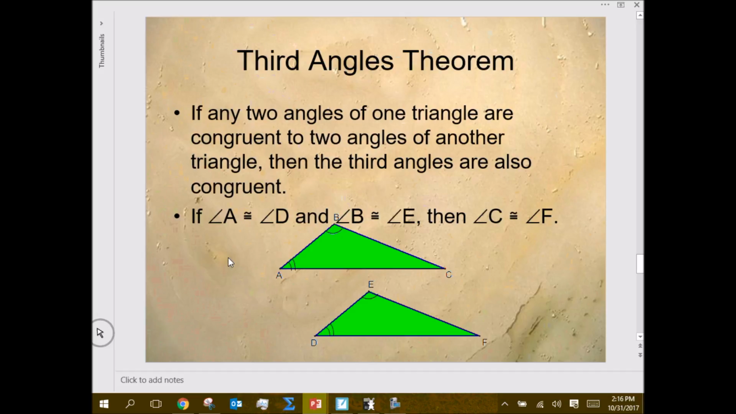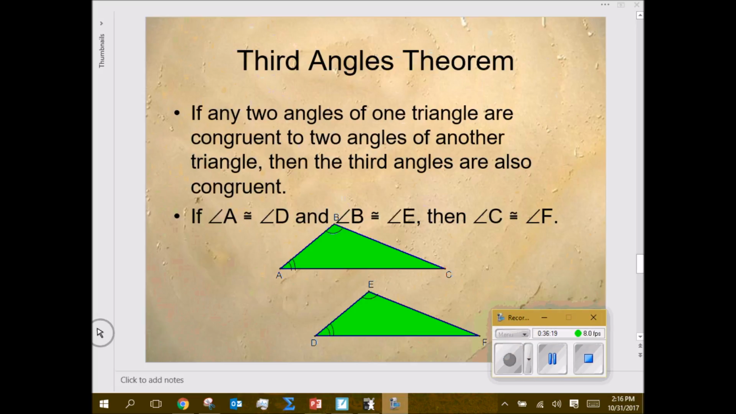The total is 180 for triangles. I know that for triangles. I'm talking about circles, 360.